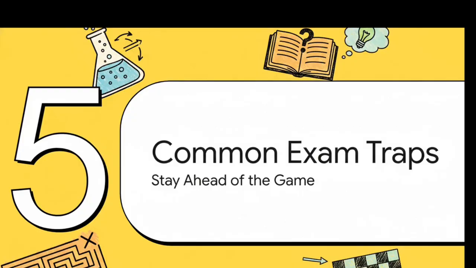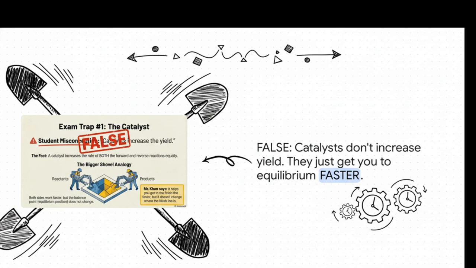Okay, now for a really important part. We know the rules of the game, but let's talk about a couple of common traps that always seem to catch people on exams. Knowing these will put you way ahead of the curve. Trap number 1 is the catalyst. So many people think that if you add a catalyst, you're going to get more product.